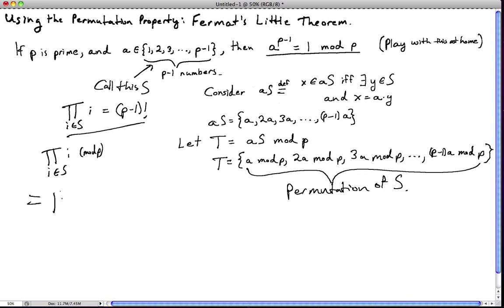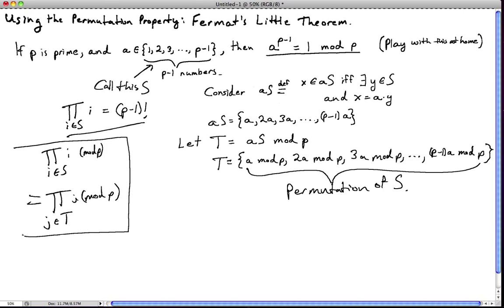This has to equal the product of all the j inside T, j, again where that multiplication is being done mod p. Why does this have to hold? Because it's the same set, by the permutation property. So now I know this is true because it's multiplying the same set, but I also have a different way of representing them. I know the first thing is equal to p minus 1 factorial mod p.